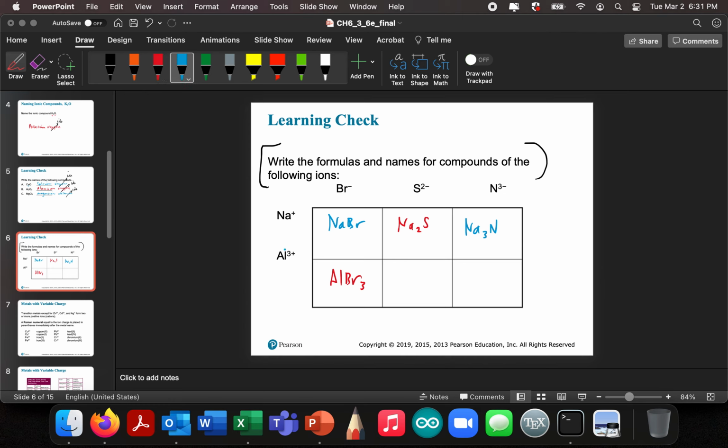Okay, and then a plus 3 and a minus 2. The lowest common multiple is 6, so it's going to take 2 aluminums to get 6 plus, and 3 sulfurs to get to 6 minus. And so this is going to be aluminum sulfide. And then finally, a 3 to 3 is just going to be aluminum nitride, because the lowest common multiple of 3 and 3 is 3, so it's only going to take one of each to make an even compound. That's it.